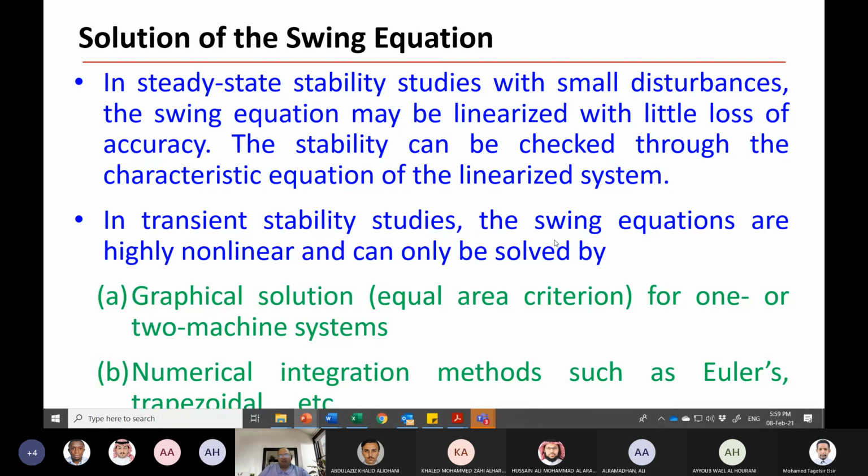In transient stability studies, the swing equations are highly nonlinear. The disturbance is very huge, an abrupt change, big and sudden. So the graphical solution, equal area criteria, is for a two machine system. You can solve the swing equation using equal area criteria. For a systematic way, you can use numerical integration methods such as Euler's or the trapezoidal method to solve the swing equation for each machine and multi-machine system.